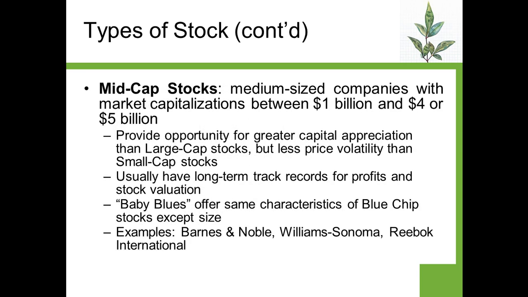Next, mid-cap stocks, medium-sized companies with market capitalization between 1 and 5 billion, provide opportunity for greater capital appreciation than large-cap stocks, but less price volatility than small-cap stocks. They usually have long-term track records for profit and stock valuation. They are baby blues, offering the same characteristics as blue-chip stocks except size. If you remember, blue chip stocks were high quality, high return, financially stable stocks. So mid cap stocks have the same characteristics as blue chip stocks, except size.